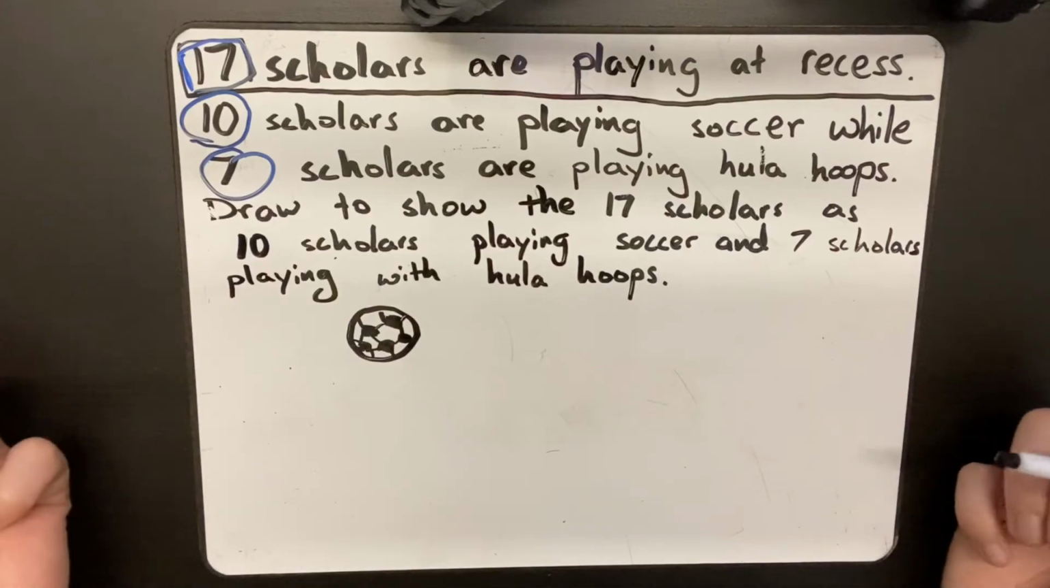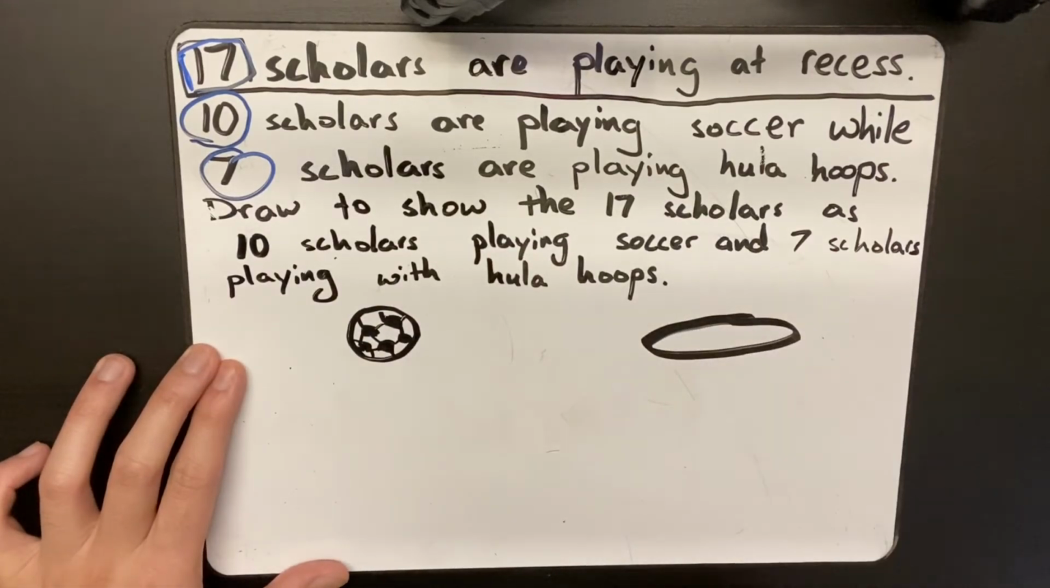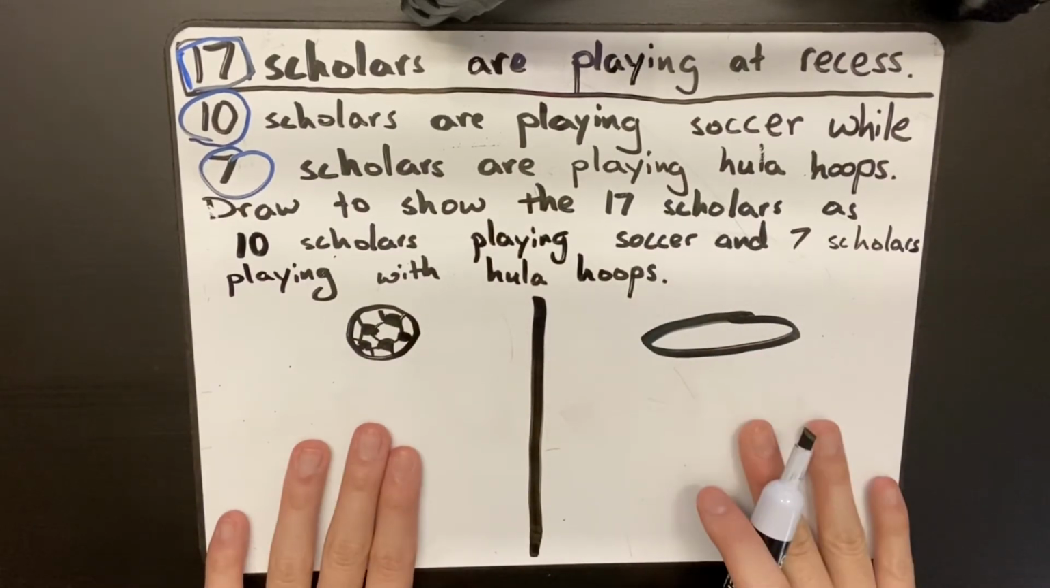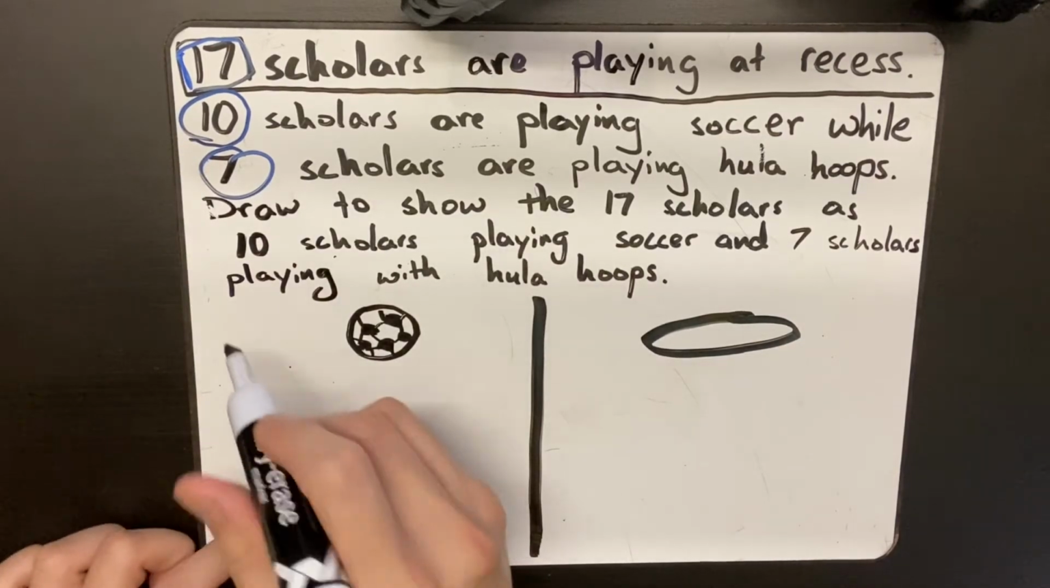And what were the other kids playing? Oh yeah, hula hoops. So let me draw my hula hoop. There's my hula hoop. And I'm going to draw my picture like this. I'm going to put them into 2 groups. Okay, so 10 scholars are playing soccer. Let me draw my 10 scholars.